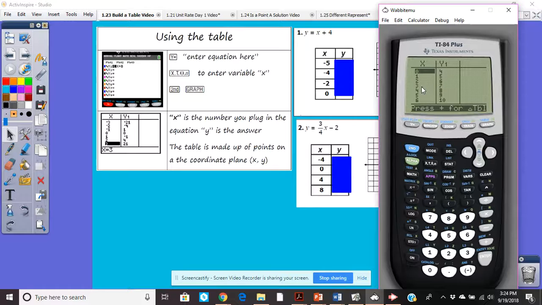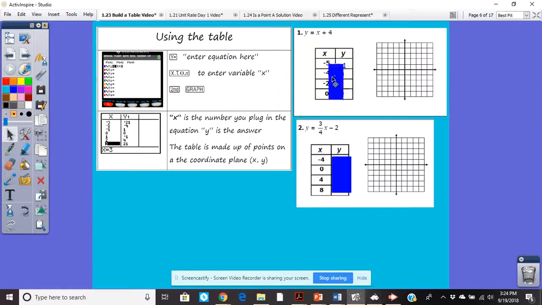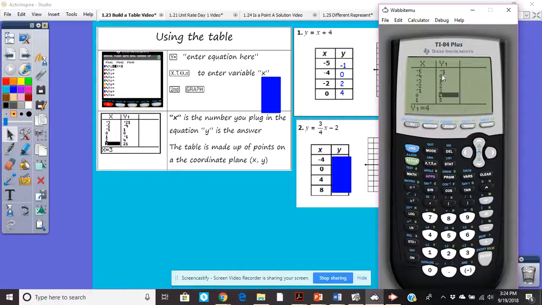So x is the number that you would plug into the equation, and this table is going to be made up of points on the coordinate plane. So I'm looking for where x is -5. If you go to -5, you see that the y is -1, where it's -4, the y is 0, where it's -2, the y is 2, and then where x is 0, the y is 4. So your table should match up with exactly what is in your calculator for those digits.